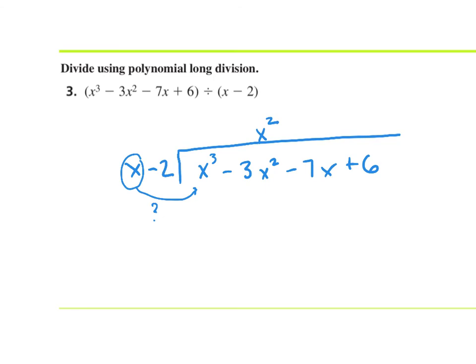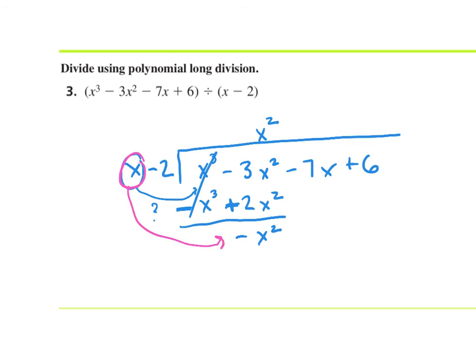Multiply x squared by x. So we get x cubed. X squared times negative 2 is negative 2x squared. Now what? Change the signs. So subtract, add, these cancel. What is negative 3x squared plus 2x squared? Negative x squared. So what times x gives us negative x squared? Negative x.